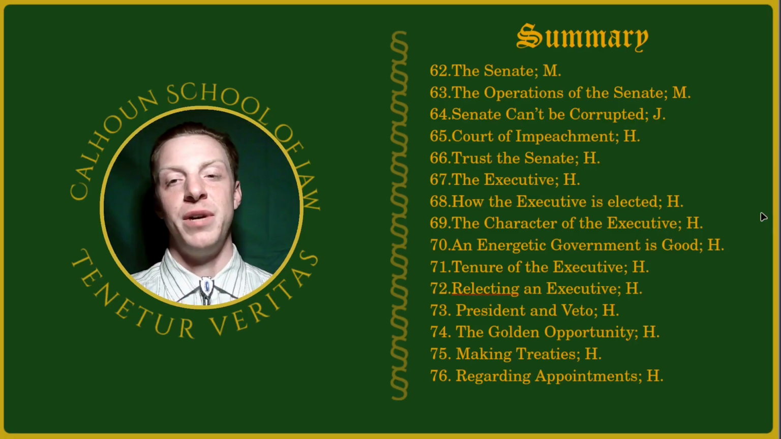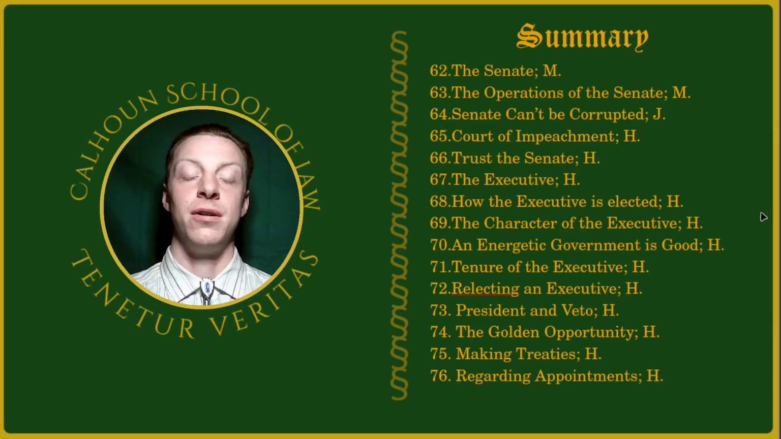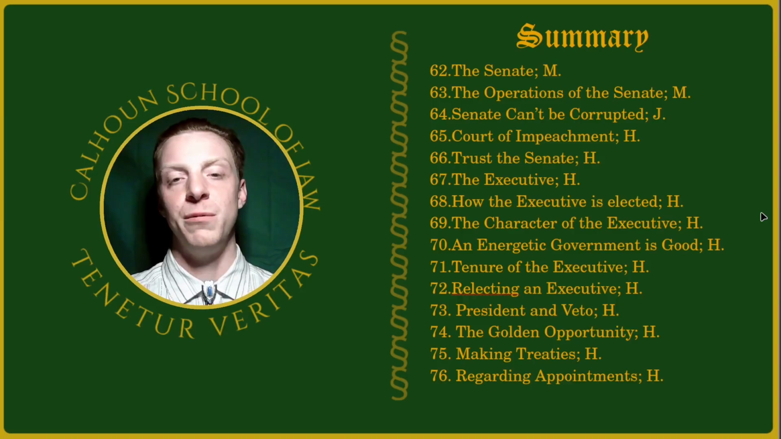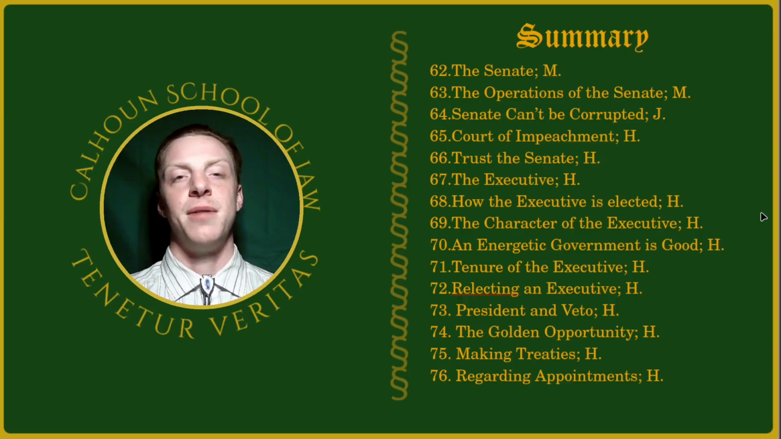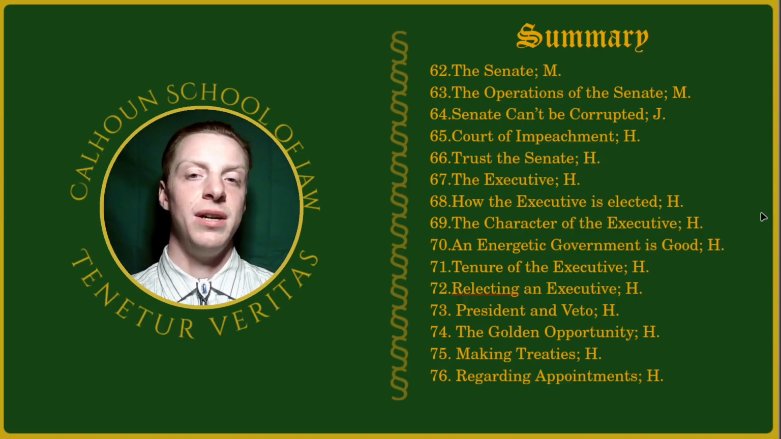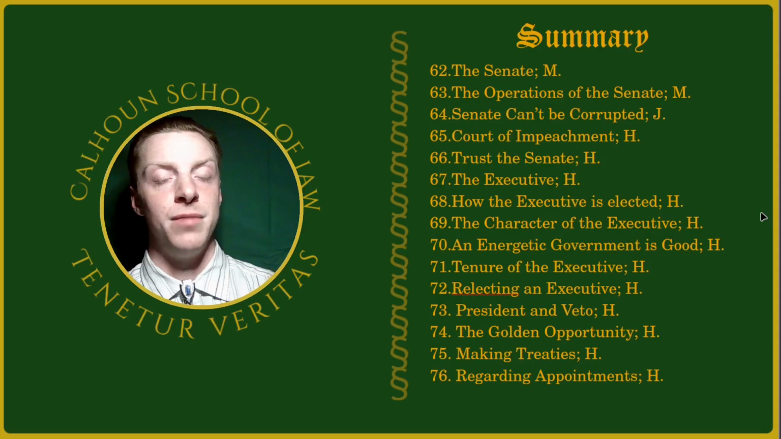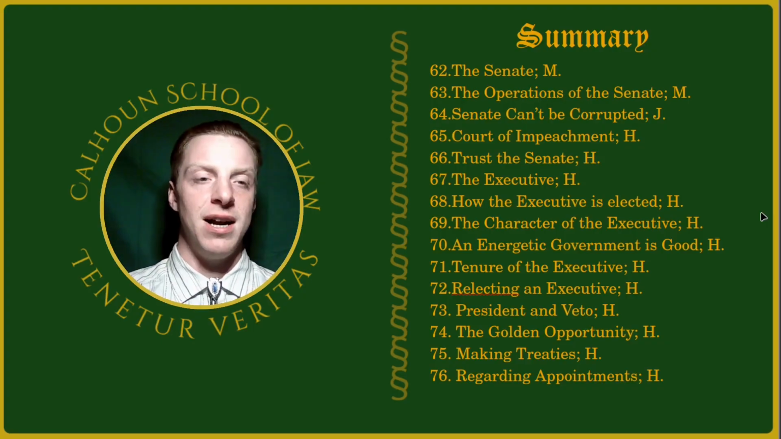65, Court of Impeachment from Hamilton. Hamilton explains why the Senate ought to be the court of impeachment rather than the U.S. Supreme Court. 66, Hamilton argues for trust in the Senate, not just in trials of impeachment, but also in being a check against the executive, a check against the House of Representatives, and a check against the U.S. Supreme Court.